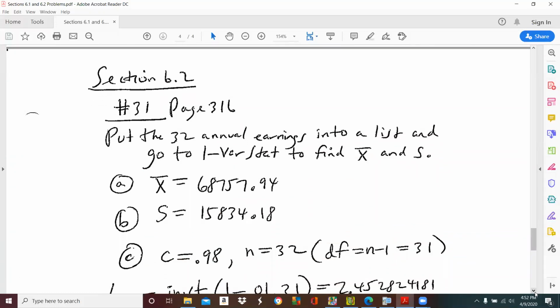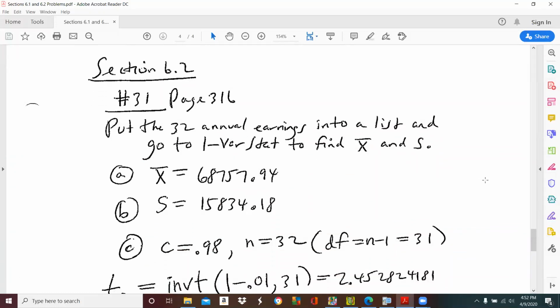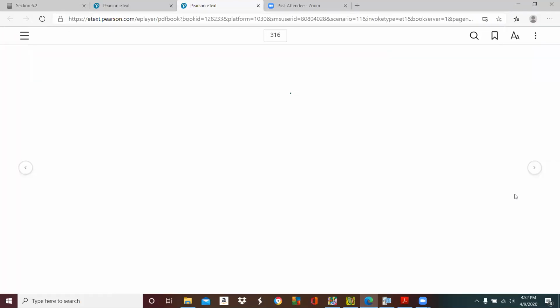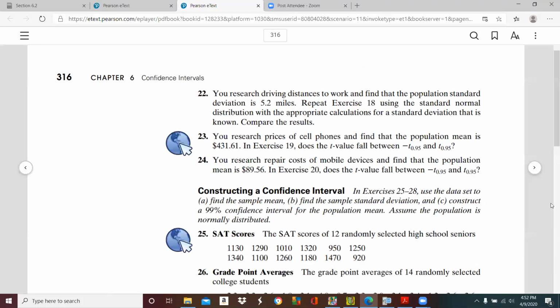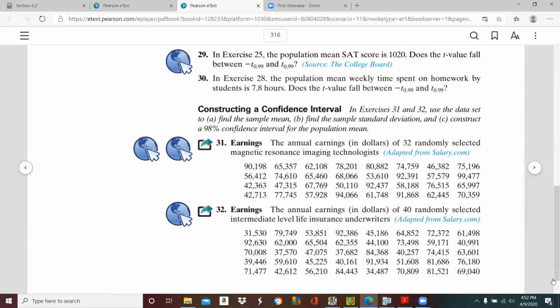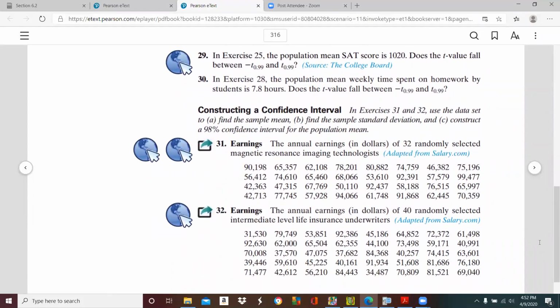Now the very last problem for today is 6.2, number 31 on page 316. We're going to go over to page 316, scroll down, and get to number 31. I wanted to show you this problem because it has data.